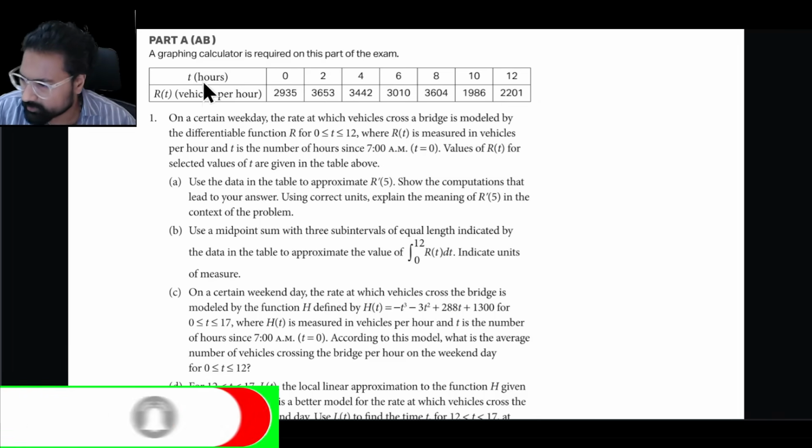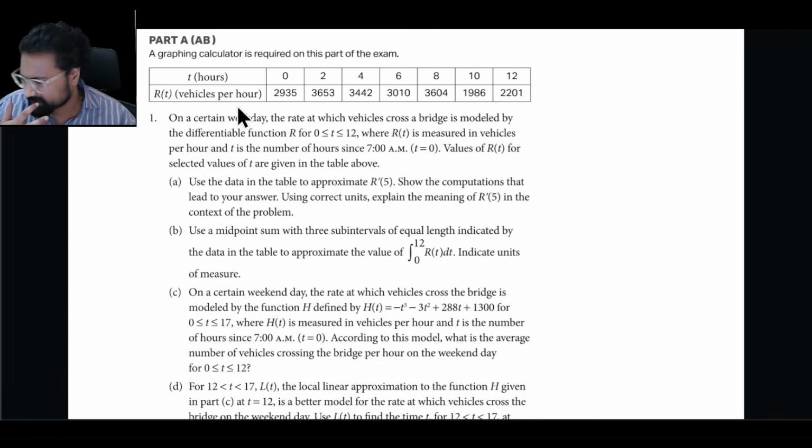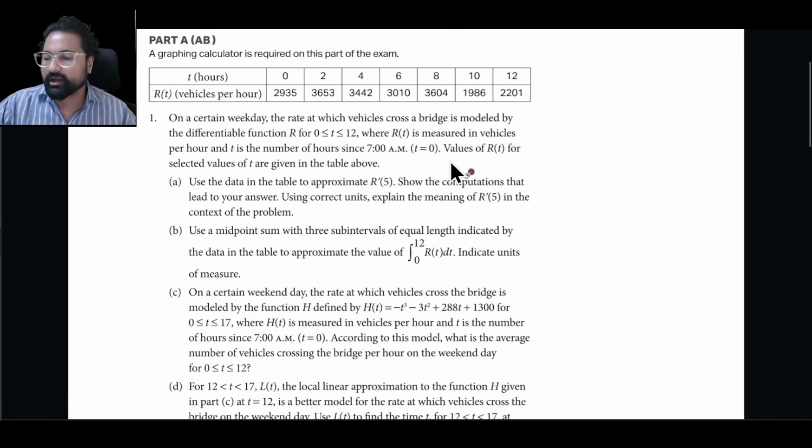Okay, all right. We're given a table here, with vehicles per hour and hours. The situation is that on a certain weekday, the rate at which vehicles cross a bridge is modeled by the differentiable function R, where R is measured in vehicles per hour, and t is the number of hours since 7 a.m., which is considered t equal to 0. Values of R for selected values of t are given in the table above.